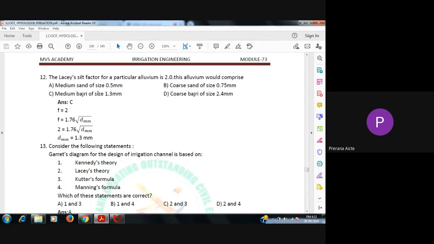See, the Lacey silt factor for a particular alluvium is 2.0. This alluvium comprises medium sand of size 0.5 mm, coarse sand of size 0.75 mm, medium bolder of size 1.3 mm, coarse bolder of size 2.4. How to get F equal to 2 here? Because F equal to 1.76 root MR or D in mm, substitute 2. So you get particle size D equal to 1.3 mm.